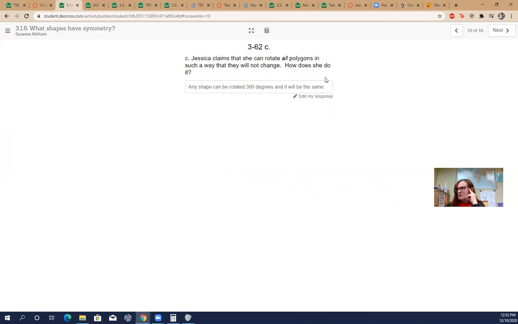All right, Jessica claims that she can rotate all polygons in such a way that they will not change. How does she do it? Well, we decided that any shape can be rotated 360 degrees and it will be the same. So if you were to take this shape, and here it is, and I were to rotate it 360 degrees, it'd be the same, right? So anytime you go 360 degrees, any kind of shape, it will be the same.